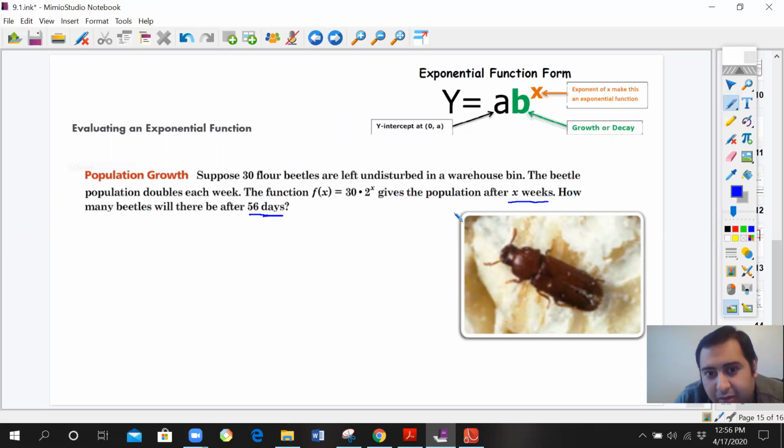All right. So how many days are in a week? There are 7 days in a week. So technically we need to get 56 divided by 7. It's going to provide us how many weeks there are. In this case, there are 8 weeks. So that 8, we just need to substitute for the value of x. So we have y equals 30 times 2 to the power 8.